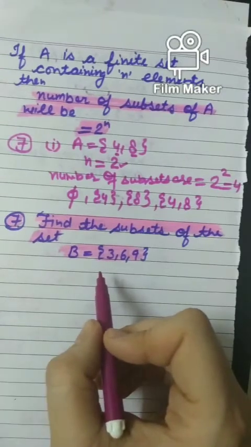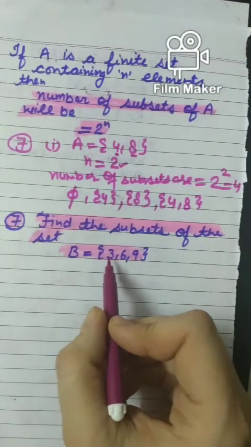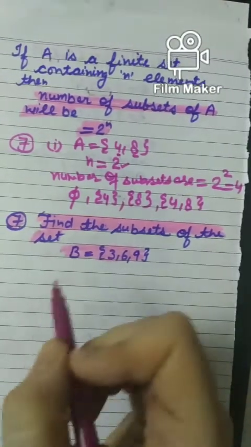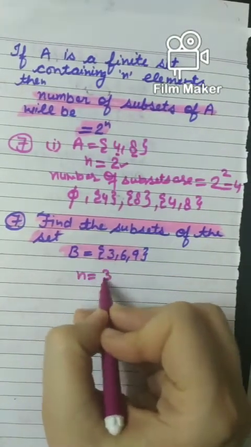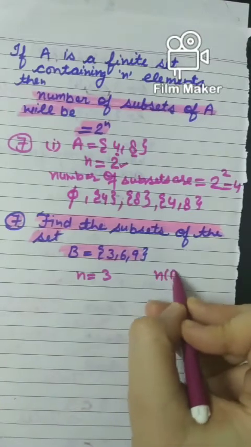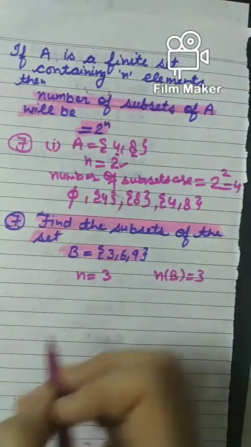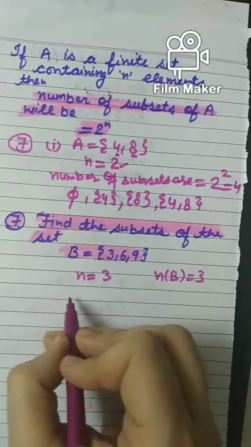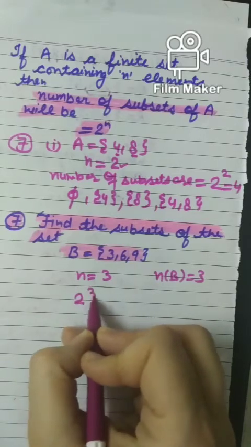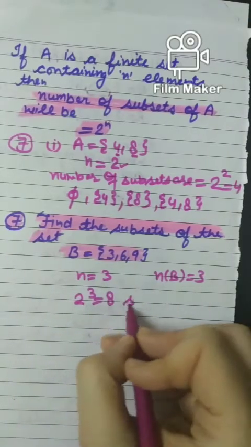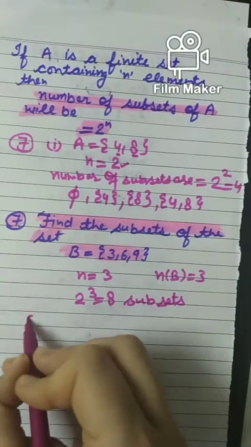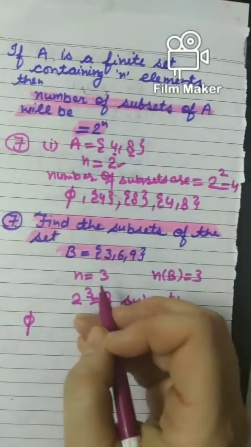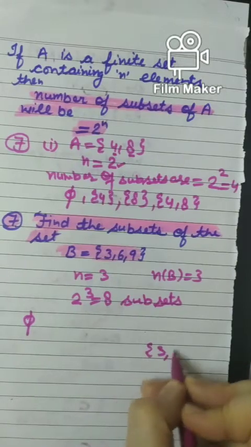Now next, same here. We have one more set B. They are asking for subsets of B. First you find how many subsets will be there. n, the cardinality of B, is 3, right? So the number of subsets will be 2 raised to power 3, which is 8. So I have come to know 8 subsets will be there, right? First you take the empty set, last you take B itself, {3, 6, 9}.